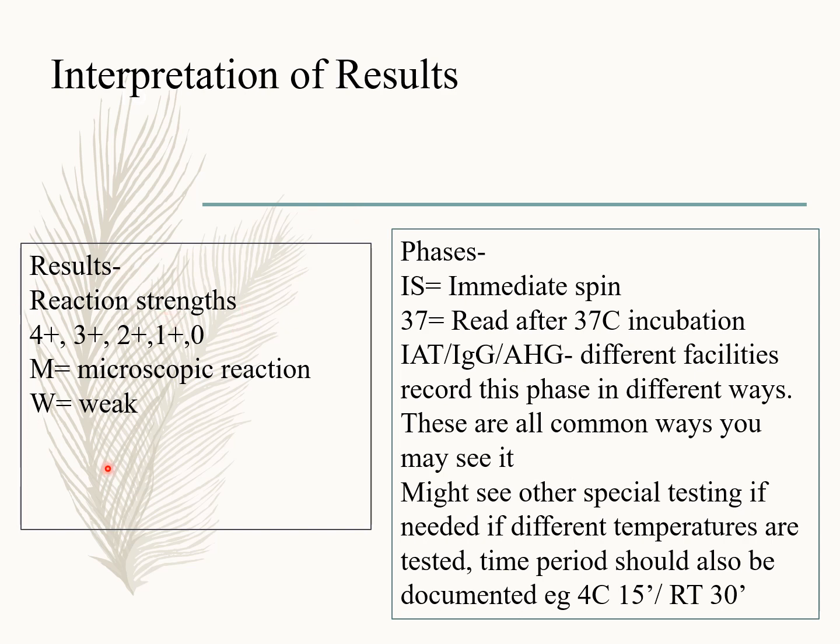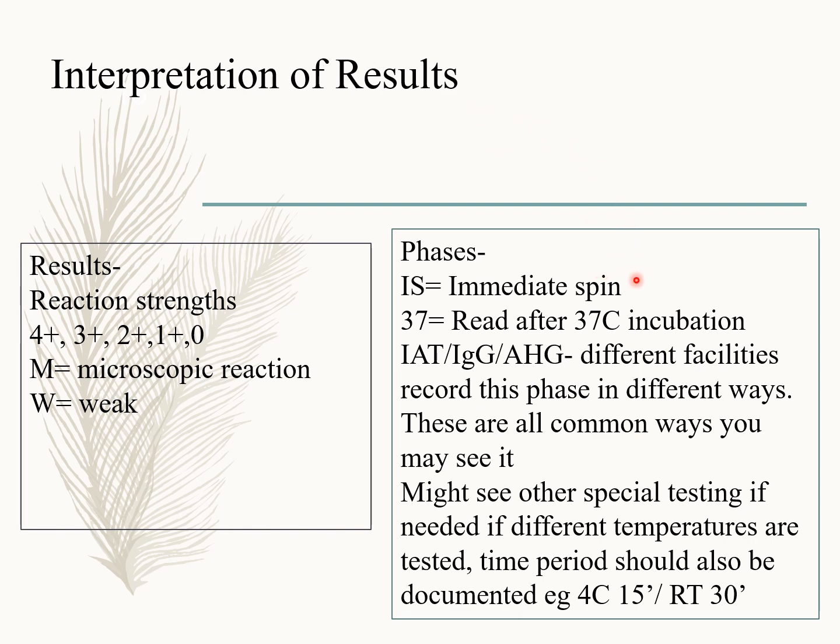So you will record your reactions as 4+, 3+, 2+, 1+, 0. Some people will put an M for a microscopic reaction. Some people will put a W if it's a very weak reaction. And then you also want to record all the phases that you're reading it at. So you would record immediate spin, 37, and also what technology. So if you're using gel, you'd write gel.